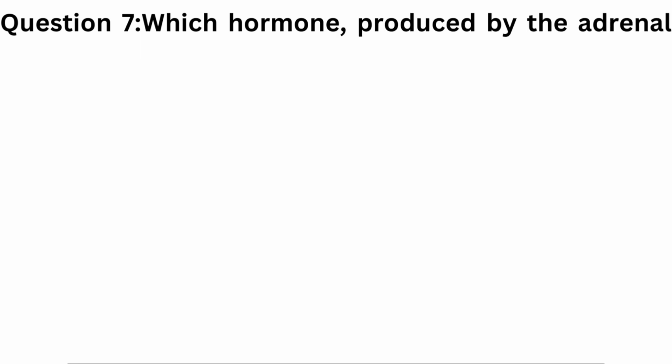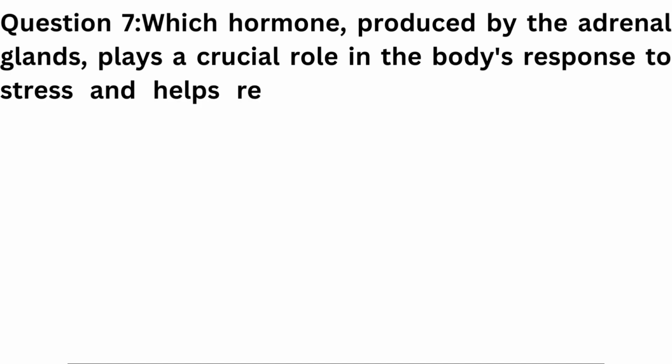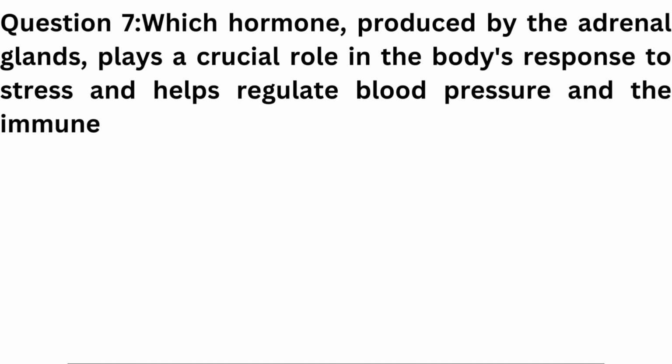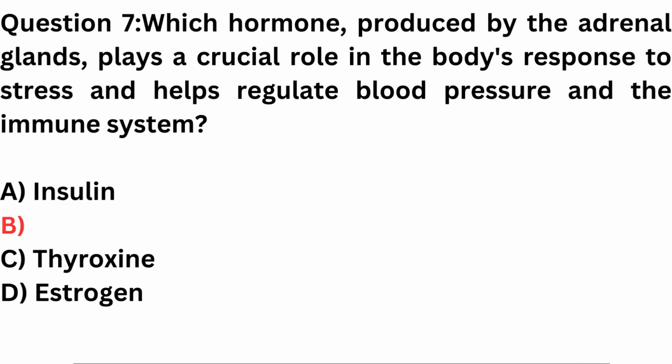Question 7. Which hormone, produced by the adrenal glands, plays a crucial role in the body's response to stress and helps regulate blood pressure and the immune system? A. Insulin. B. Cortisol. C. Thyroxine. D. Estrogen. Correct answer is B.